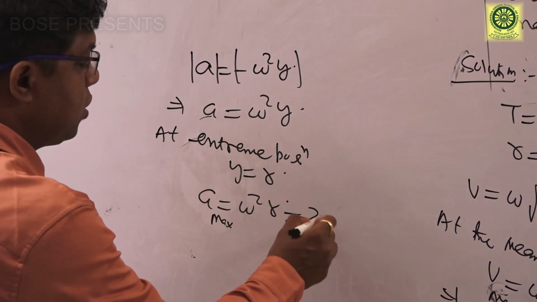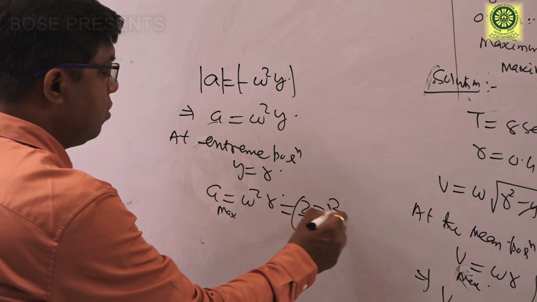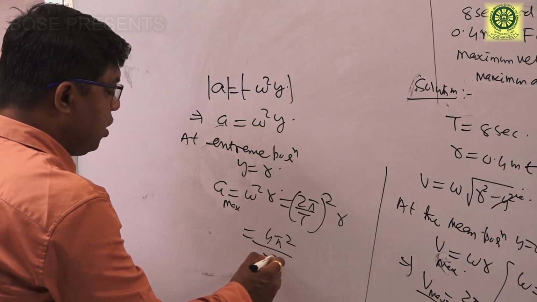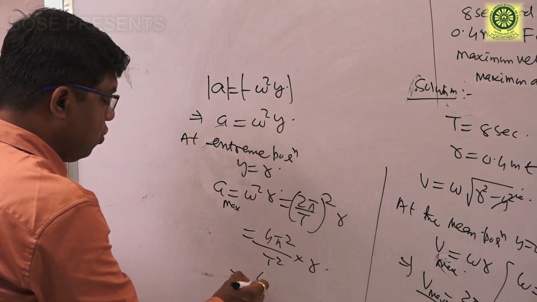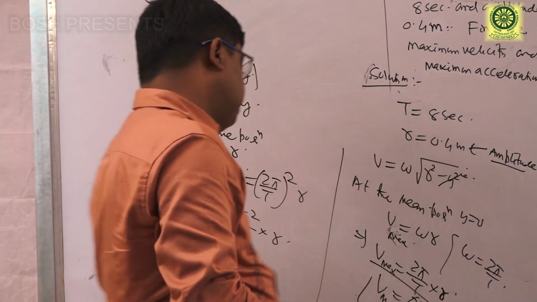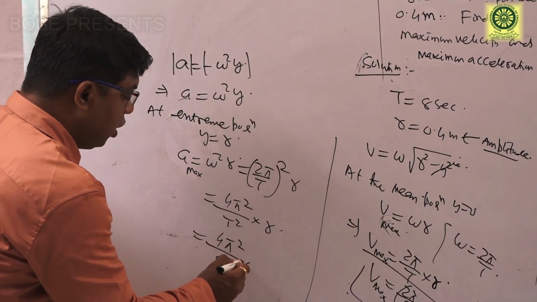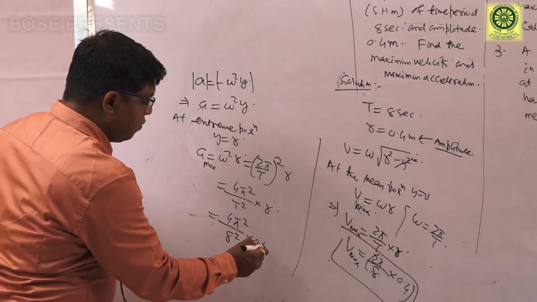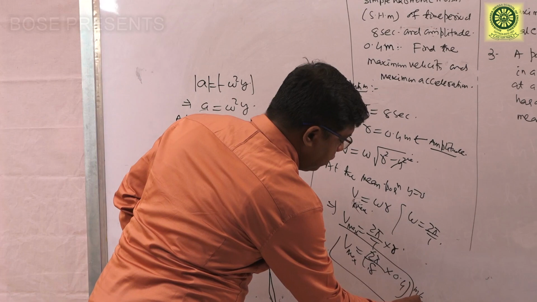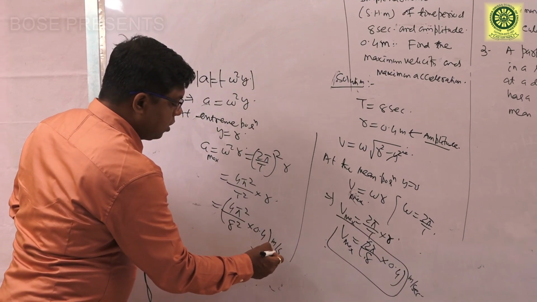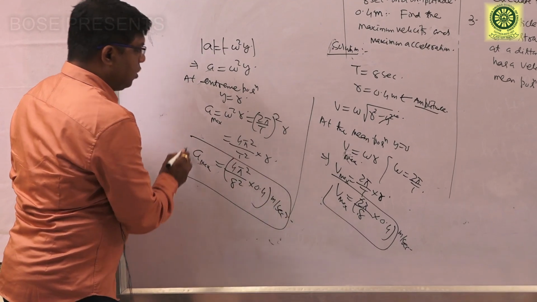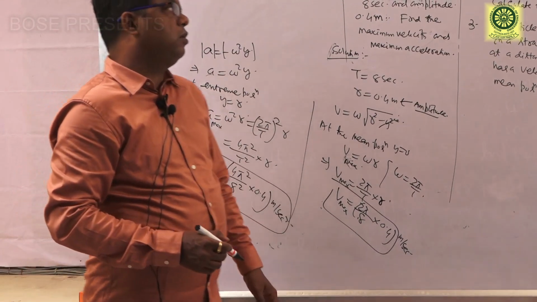So with omega equal to 2 pi by capital T, a is equal to 4 pi square divided by T square into small r, that is 4 pi square divided by 8 square into 0.4. The unit of maximum velocity is meter per second, and of maximum acceleration is meter per second square. So you can get the maximum acceleration, and this is the maximum velocity.